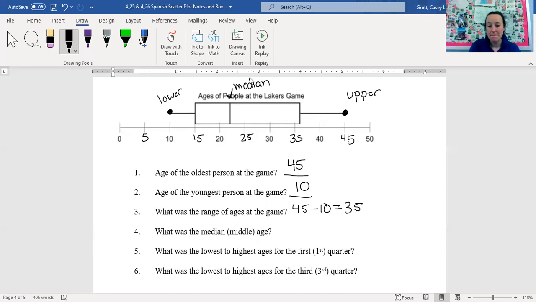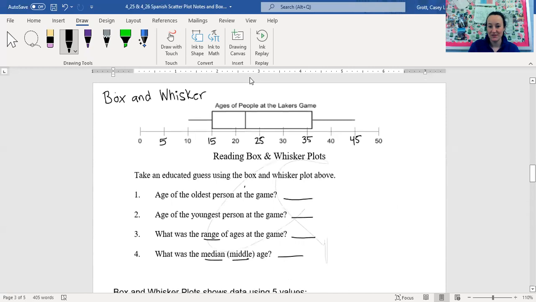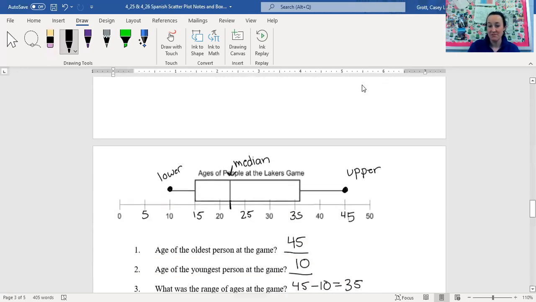What was the median, the middle age? Here's my median. It's always going to be that line in the box. So my median is coming down here. I would say that's 22 or 23 years old. Out of curiosity, stop and think, did you guess any of these correct? Because these questions are what I had you try to guess up here. Did anybody have all of those correct? If you did, nice job. If not, that's okay.